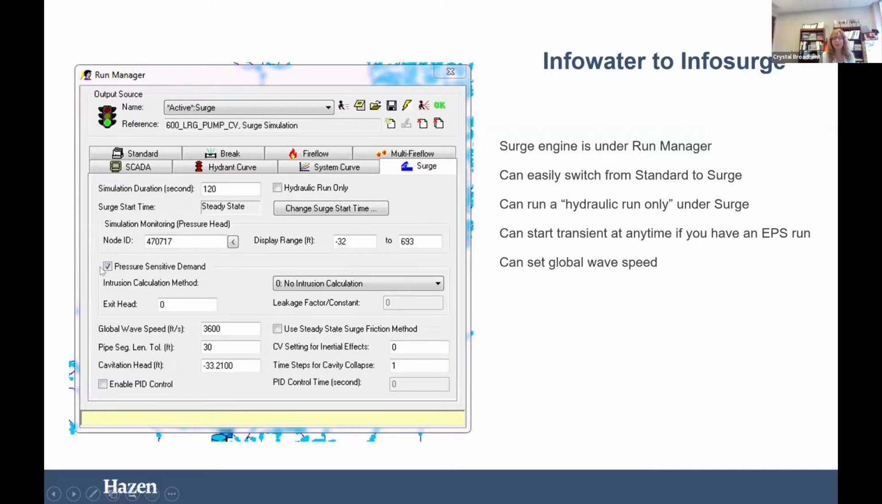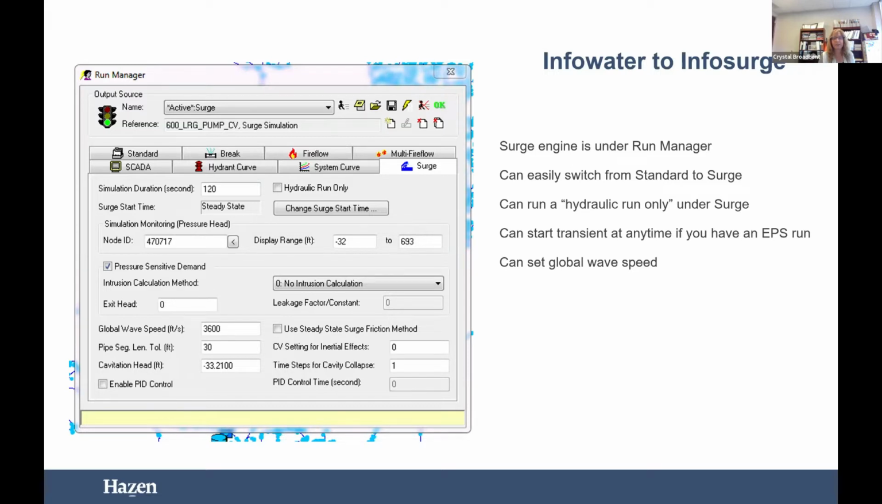Water distribution systems, I recommend the pressure sensitive demand, just because as the pressures change, of course, you're not going to get the same demand out of your faucet or your toilet or whatever's generating that demand. And so that demand will drop off as the pressure drops off. You can set a global wave speed right here, or you can go and do it on individual pipes.